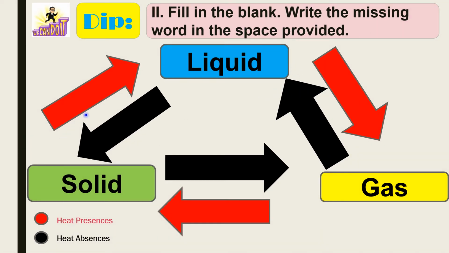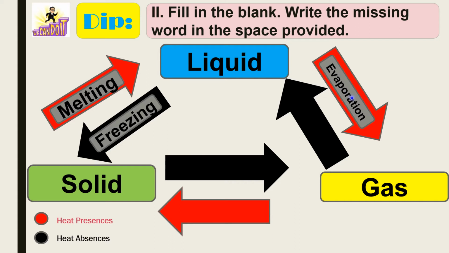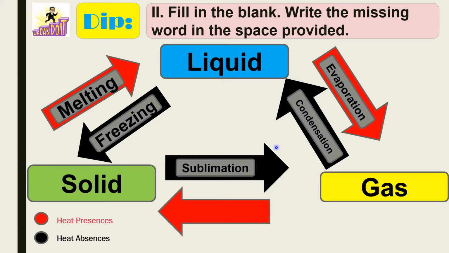So here, the red arrow has a heat presence and the black one, heat absence. Okay, so solid to liquid with heat presence, melting. Without heat, or heat absent, freezing. Next is liquid with heat presence to gas, that is evaporation, and gas to liquid, heat absence, condensation. Next, solid to gas, sublimation, and then gas to solid is deposition. Hope you understand it and clearly remembered it.